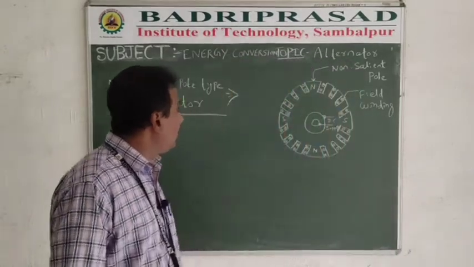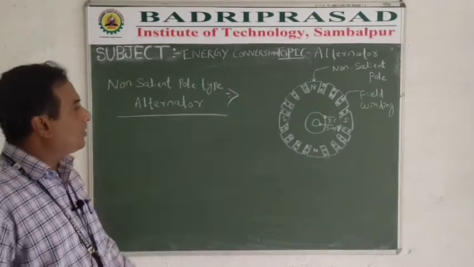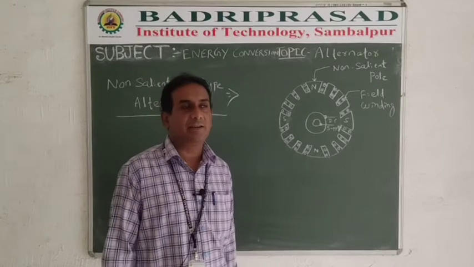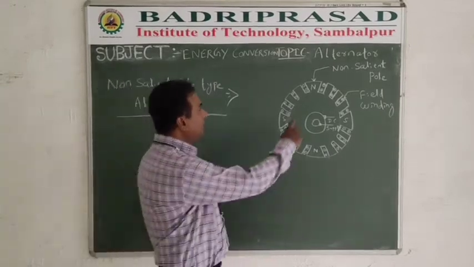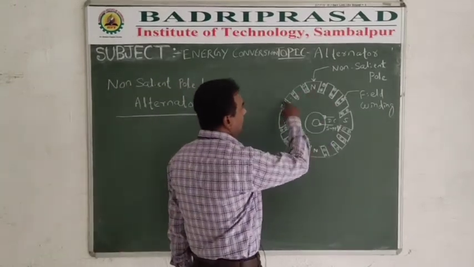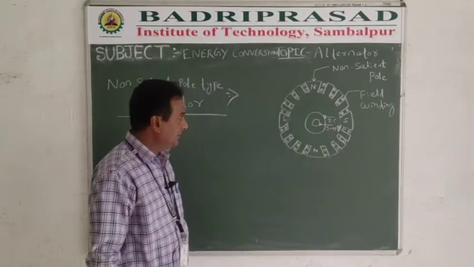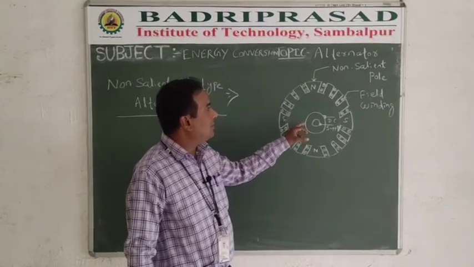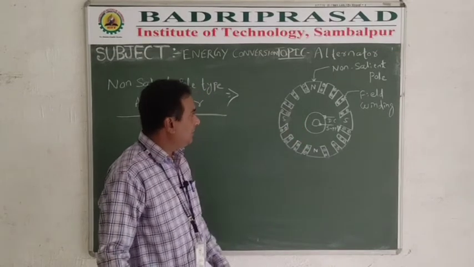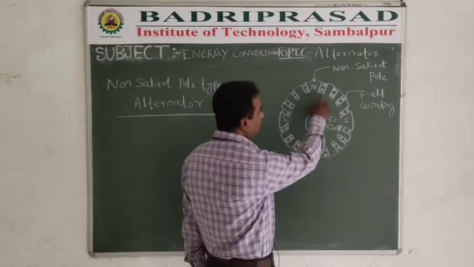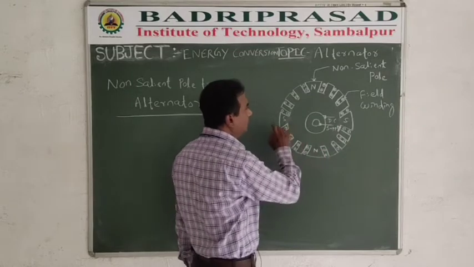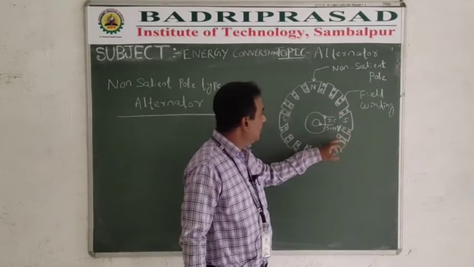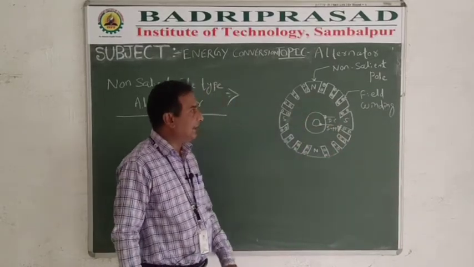In this type of alternator, the rotor is made up of smooth solid forged steel radial cylinder having a number of slots along the outer periphery. So this figure shows a 4-pole non-salient pole alternator. In this case, you will see that there are 4 poles, north, south, and these are the slots along which the field windings are embedded.